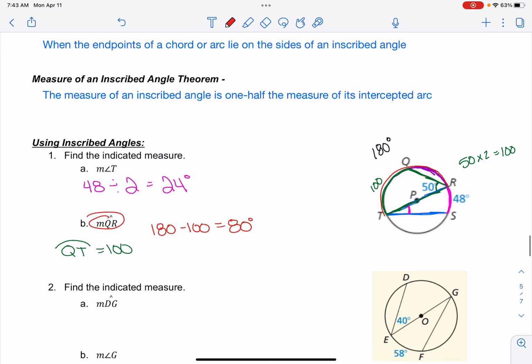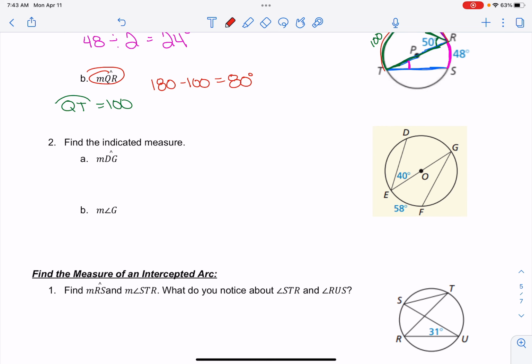Okay, so we have another one. So this first one, they want us to find the measure of DG. So DG is this angle out, or not angle, this arc out here. Well, that arc, notice it goes with this inscribed angle. Remember, if we have the inside angle measure, we just have to multiply it by 2 to get the outside. So DG is 80.